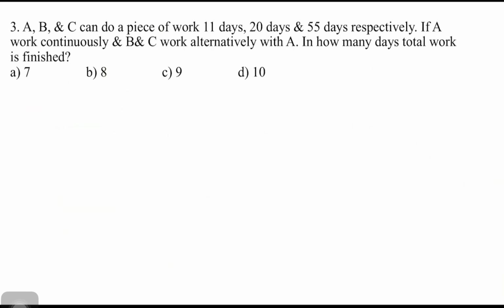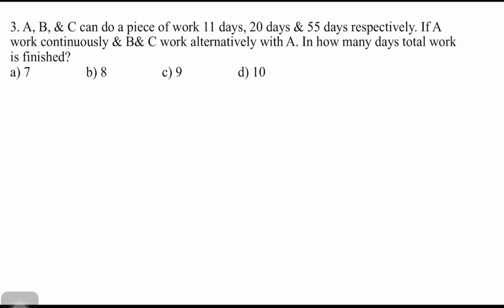So next problem. A, B and C can do a piece of work in 11 days, 20 days and 55 days respectively. If A works continuously and B and C work alternately with A, in how many days is the total work finished?